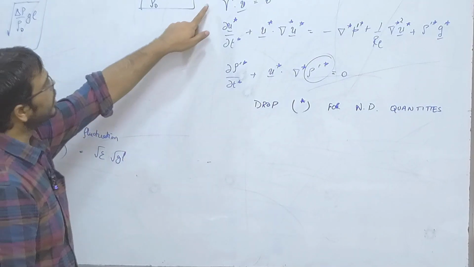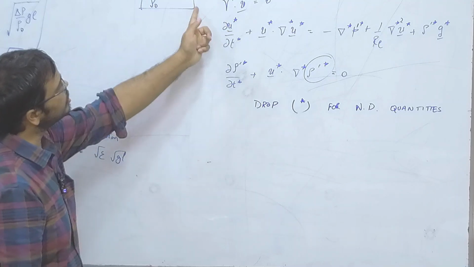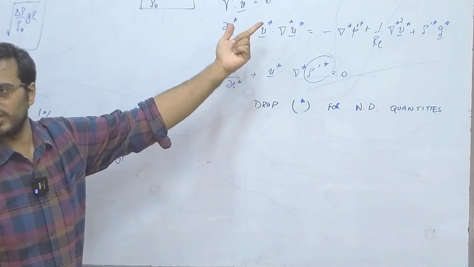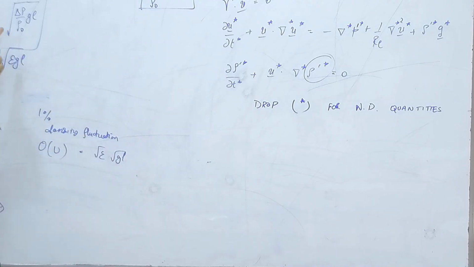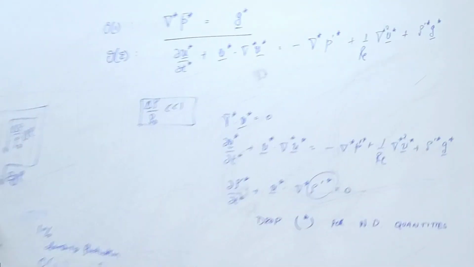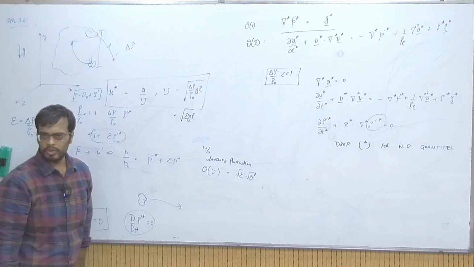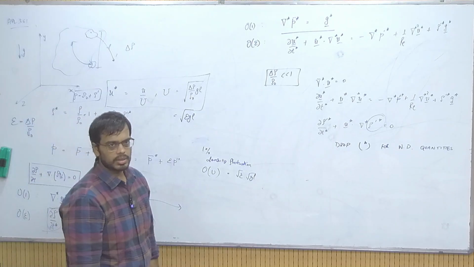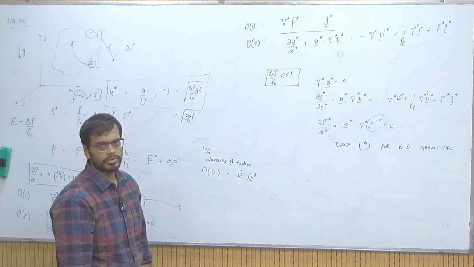The other thing that you can do is, instead of dropping the stars, you can convert these equations back to dimensional form. Using the definitions of these starred quantities, you can obtain the dimensional form of the equations.